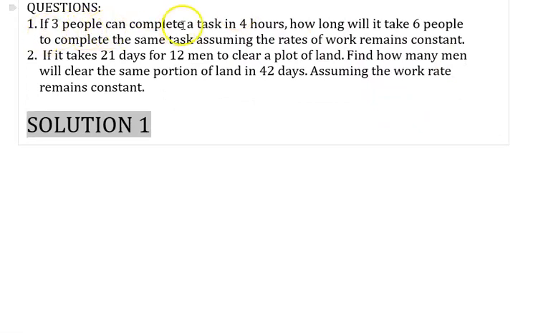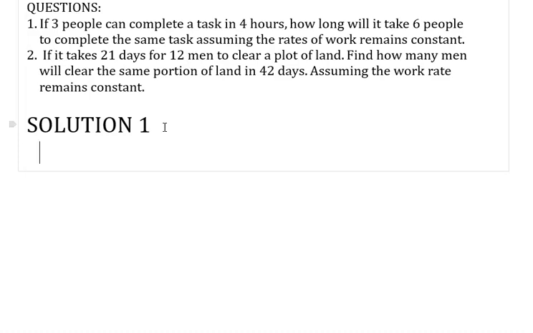If three people can complete a task in 4 hours, how long will it take 6 people to complete the same task, assuming the rate of work remains constant? If you are giving a task to 3 people and they complete that task in 4 hours, now you are having 6 people, that means they will complete it in less hours. That is an indirect proportion. So that is what we were trying to explain at the beginning of this video. The more the people to complete the task, the less hours they are going to use.